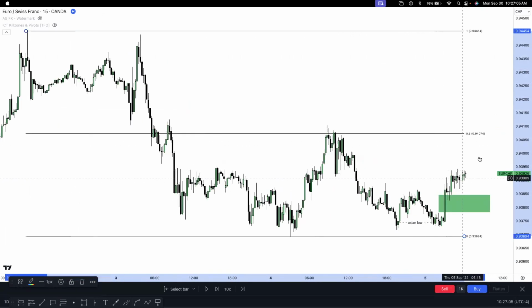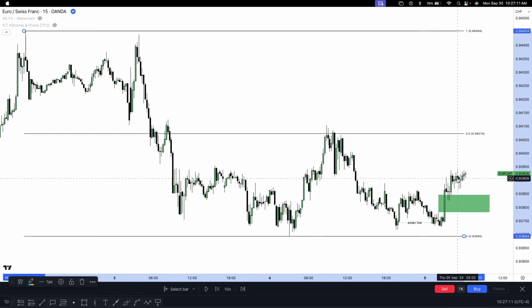Are we below equilibrium? Are we below this 0.50? Yes. So we're going to be looking for what? Long positions. This is an A plus trade setup. So we can go full risk on this setup without being emotional because we understand that this is an A plus setup.